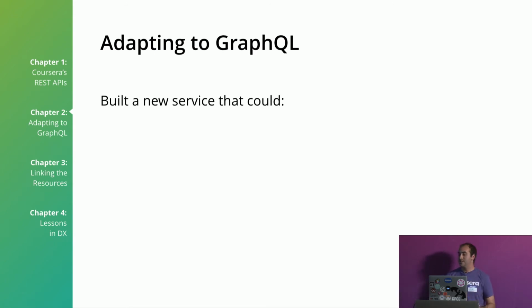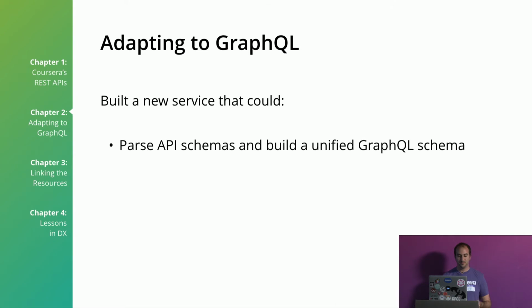So we built a service that does 2 different things. Every 5 minutes it hits all of our services, it gets all the schema information, and we build a unified GraphQL schema that takes all the information we know about the different endpoints available, the different resources, and the different request and response types. And we build this schema that basically represents the state of all of Coursera's APIs.